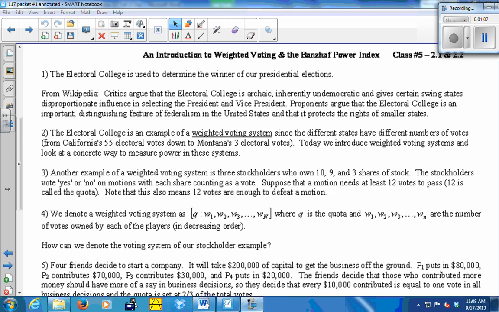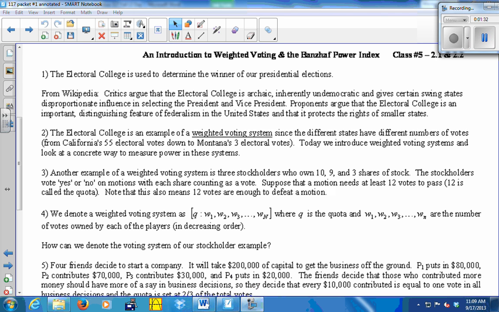So all of the voting systems that we studied in chapter 1 were one voter, one vote. Every person had an equal say. Okay, but in these voting systems, we're going to give more of a say to certain voters. And the classic example in our country is the Electoral College. We give some states more of a say than others.